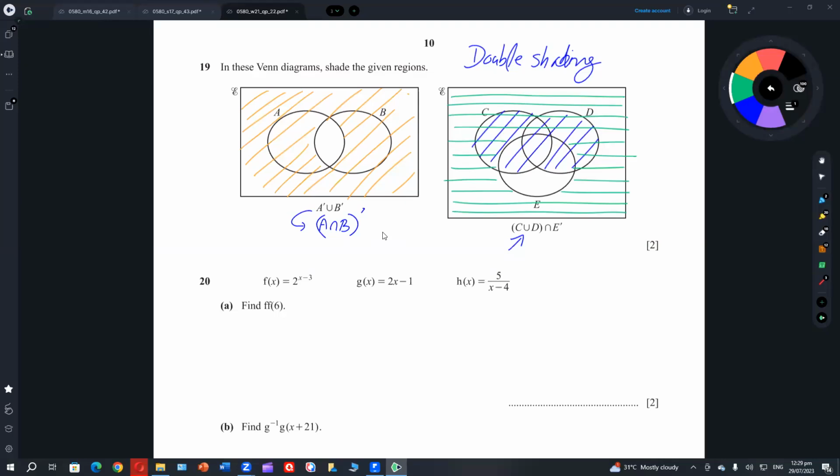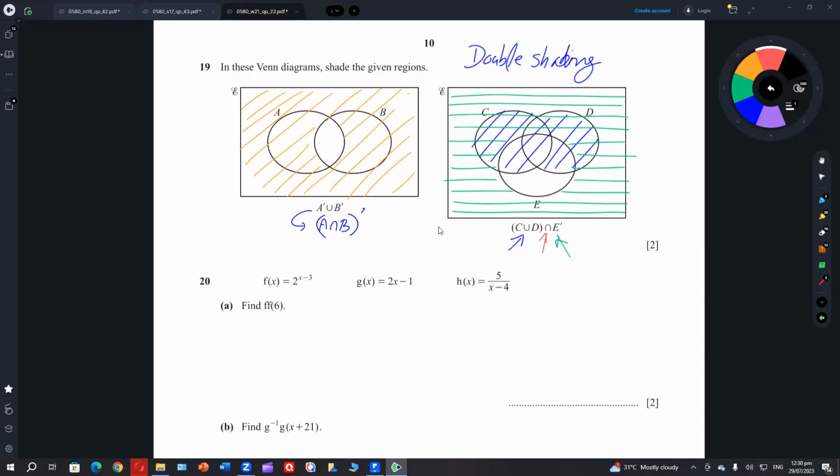Okay. What I have shared now: the blue shading means the bracket and the green shading means E, not E, E prime. Okay, what is the symbol between them? I have made a red arrow. Intersection. So where the two shadings are intersecting, that would be your answer.